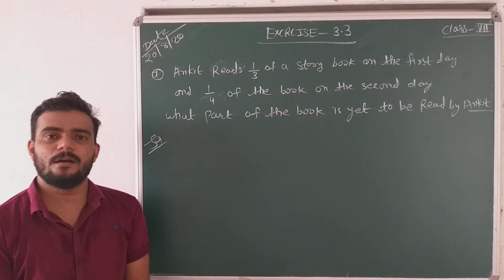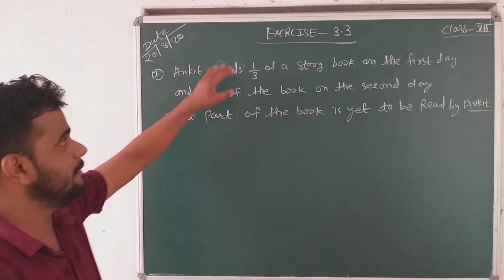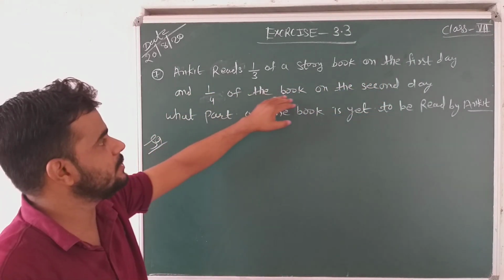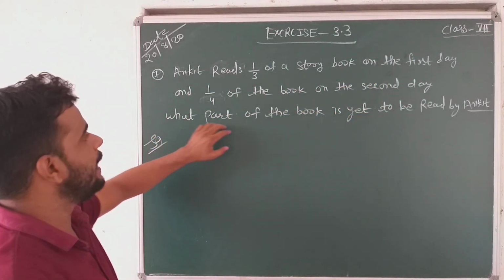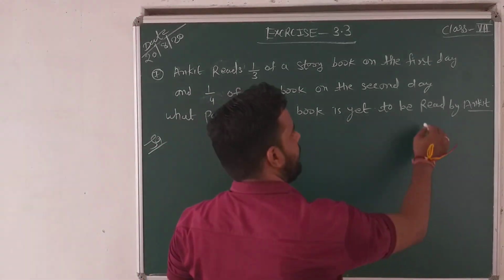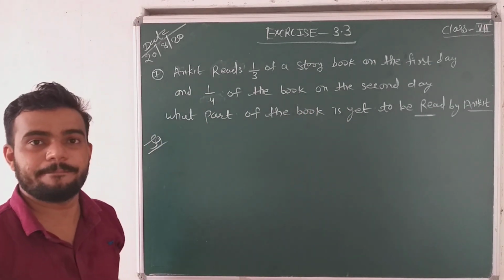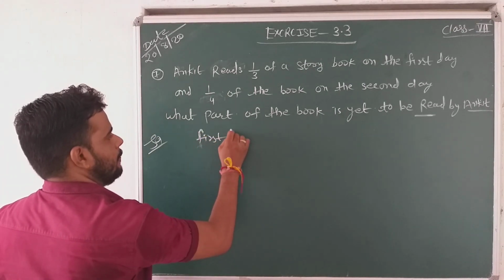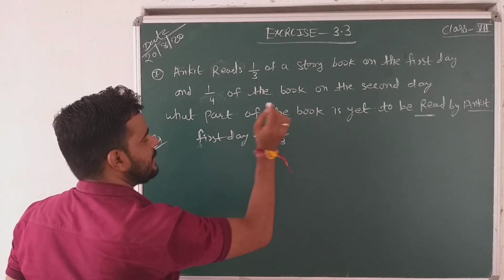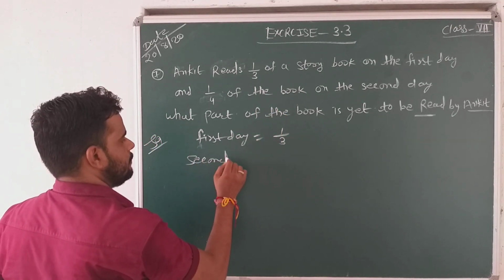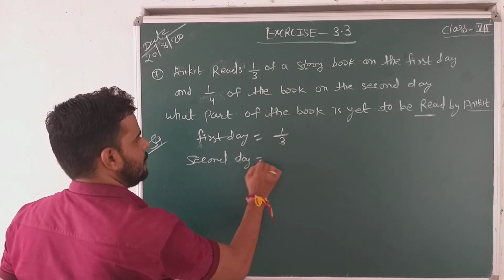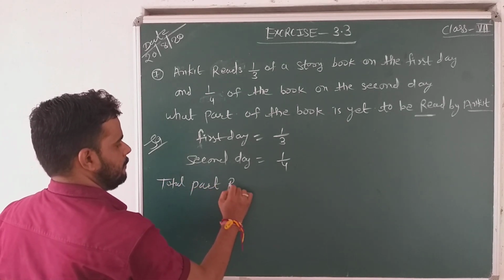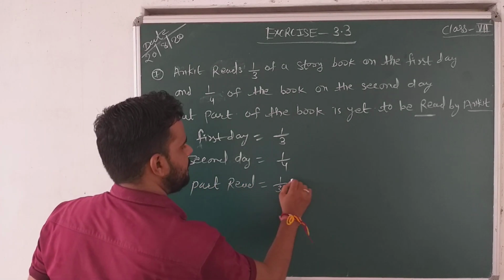Okay students, so the next, 7th one, the word problem. Ankit read 1 by 3 of a storybook on the first day, and 1 by 4 of the storybook on the second day. So what part of the book is yet to be read by Ankit? कितना part जो है book का पढ़ना अभी बाकी है. On the first day, कितना पढ़ लिया भाई उसने? 1 by 3. Second day, 1 by 4. So total part read is 1 by 3 plus 1 by 4.